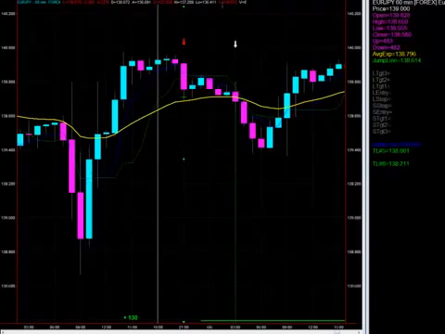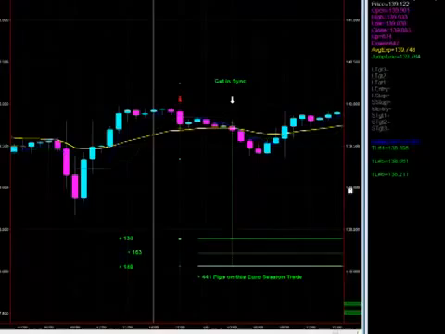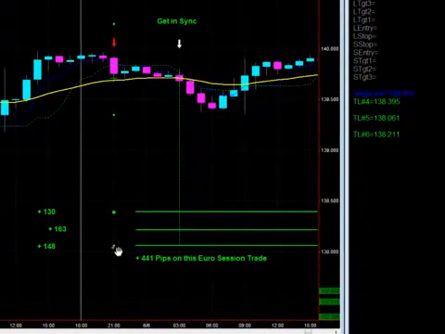This is a huge trade. In fact, I rolled back to the beginning so that we could look and see how big this trade was. Made 130 pips to this target, 148 pips to this target.